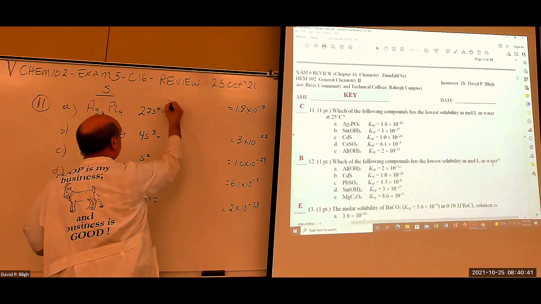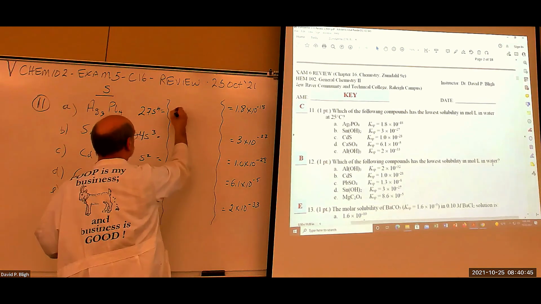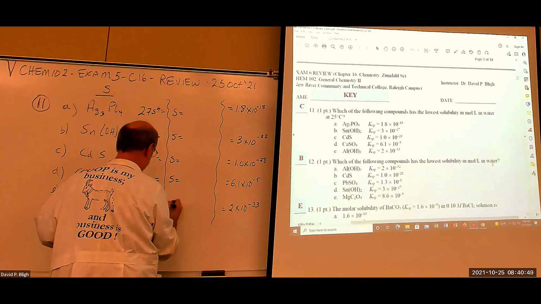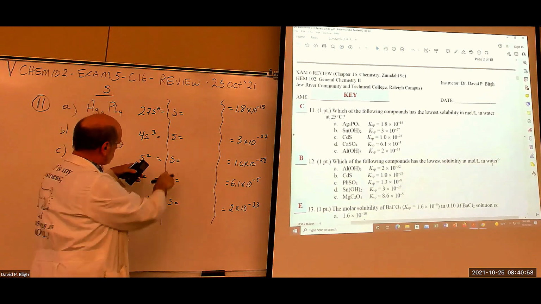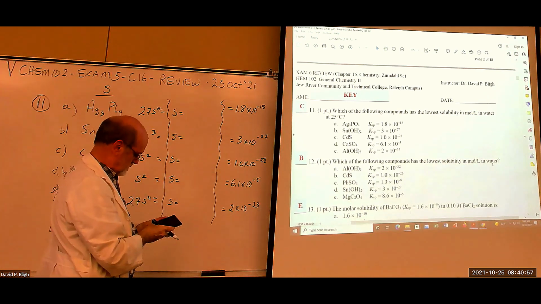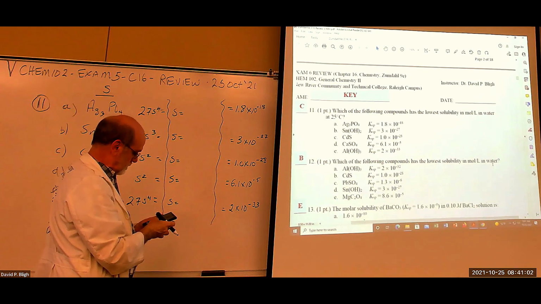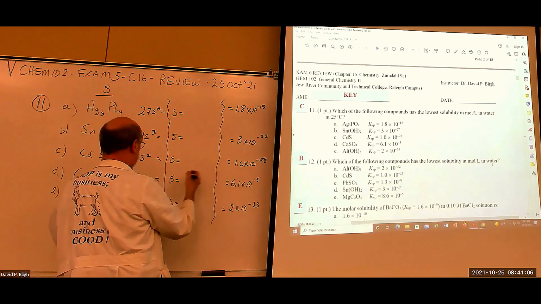So now, let's do the simplest ones first. Take the square root of this. 1 times 10 to the minus 20. I do have a square root. 1 times 10 to the minus 14. Right, that should have been obvious.